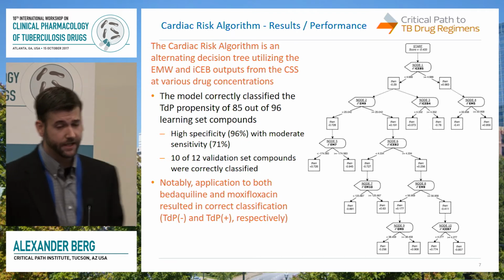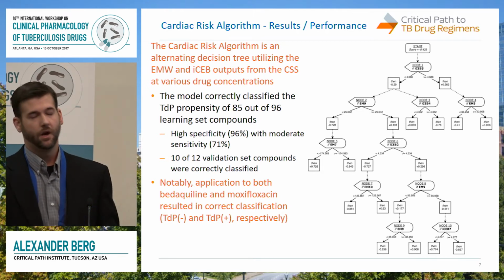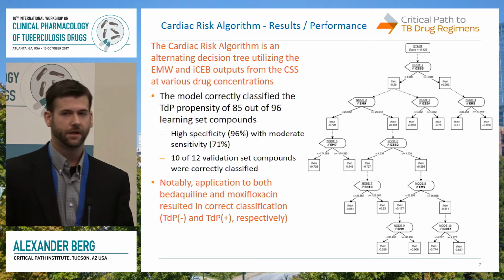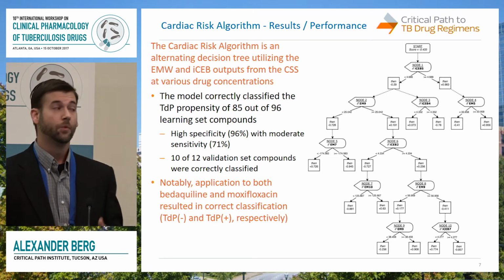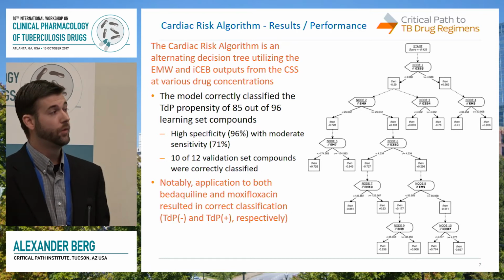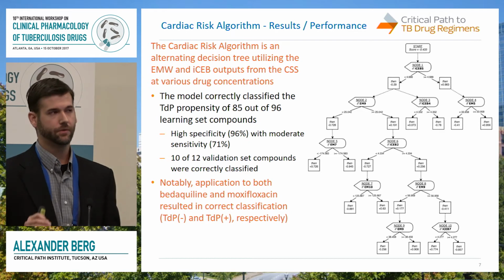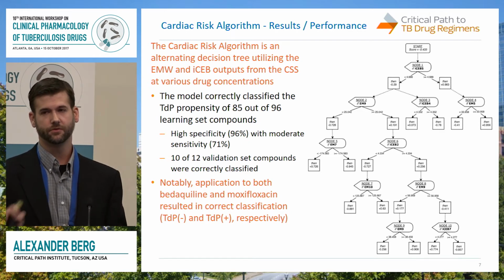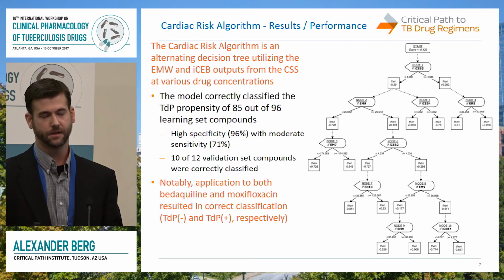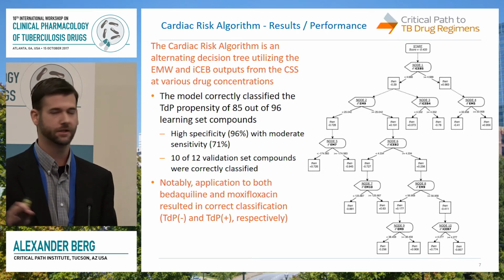Now, looking at the validation set, 10 of the 12 were correctly classified, and this included moxifloxacin, which was correctly classified as being torsades positive. We also ran this algorithm on bedaquiline, which was classified as being torsades negative. This is consistent with its current classification in the QT drugs list at crediblemeds.org, where it's considered a possible but not confirmed torsadogenic agent.